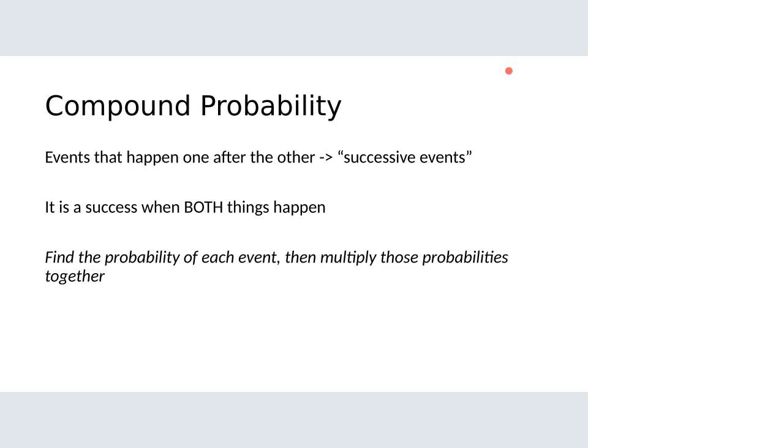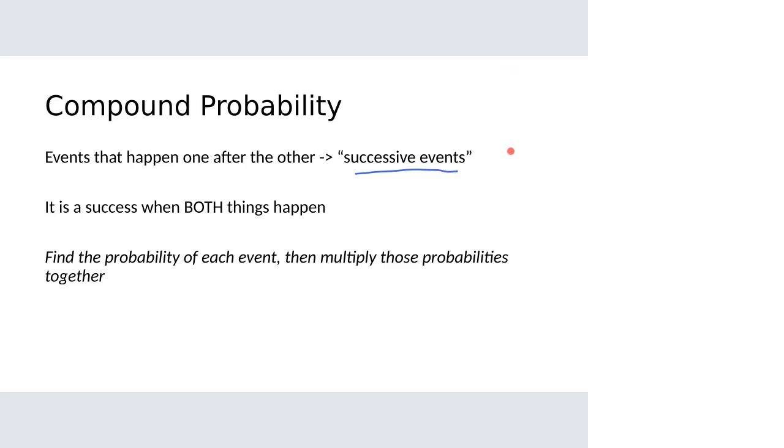Compound probability involves events that happen one after the other. A common way for me to phrase this is to call them successive events. They happen in succession. One thing happens, and then after that, another thing happens. So it's really common for me to just call these successive events, but compound probability would mean the same thing.